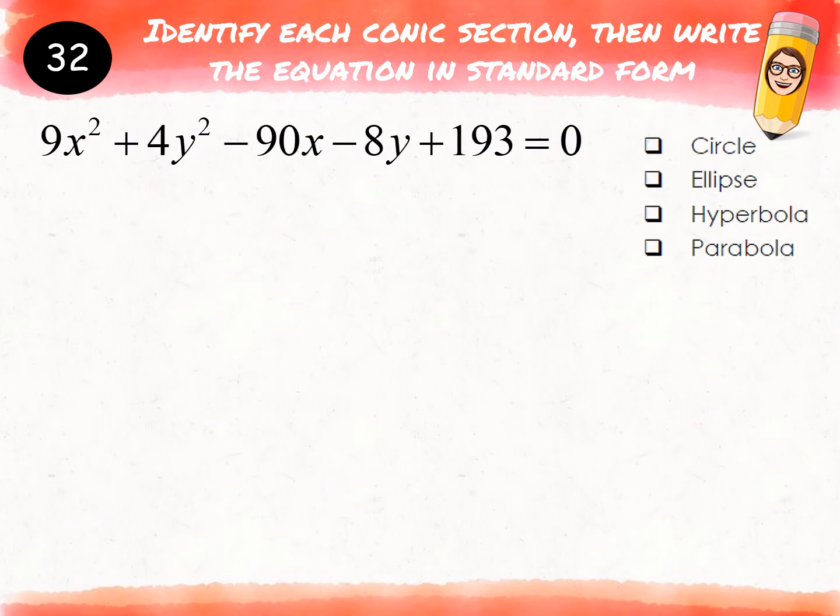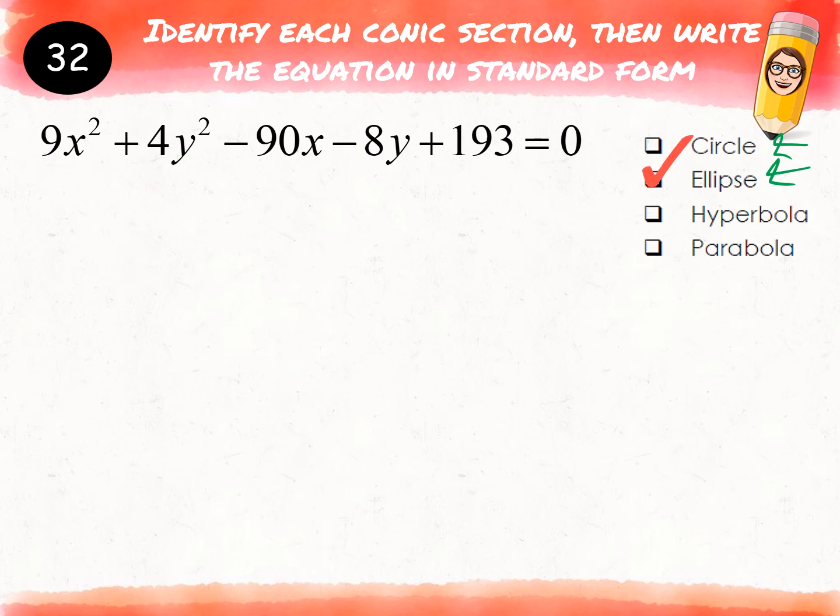Let's try another one, example 32. First, let's identify what we have. I have an x squared, y squared, and a plus sign, which means it's a circle or an ellipse. I have different factors out front, which means my axes are different lengths, which means it's an ellipse.